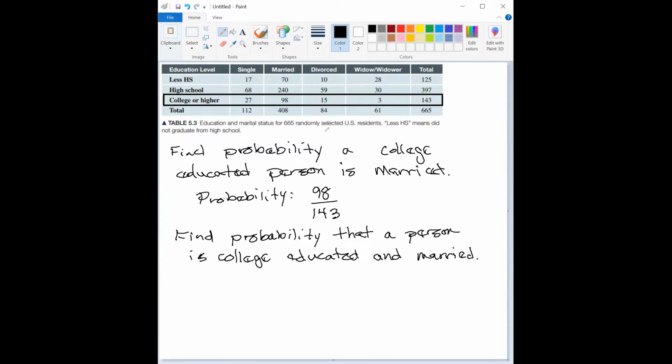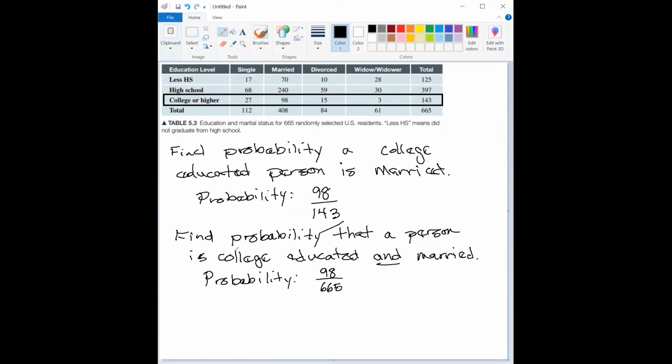Right? So if you're doing that, then now you have to ignore that box that we just put in there. Now we're talking about the entire table. We want to find the people who are both college educated and married. All right, so college educated and married, that's right here, 98. And now there's no restriction here on other people. So the less than high school people, the high school people, they're all in there. Single people, divorced people, they're all in there. And so this goes over 665.